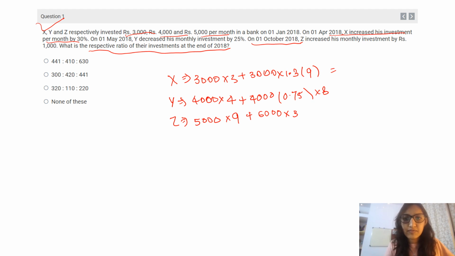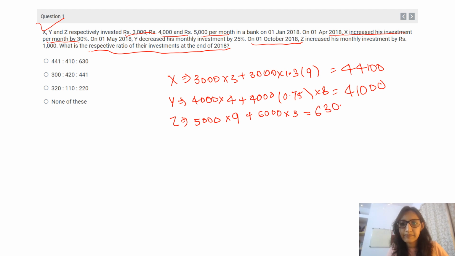Okay, so this will be around, I think, 35,100 plus 9,000. So this is 44,100. This has to be 4000 plus 4000 into 0.75 into 8. So this is 41,000. And this is 45,000 plus 18,000, so this will be 63,000. So just taking the ratio, we'll cut the zeros. So this is 441, 410, 630.